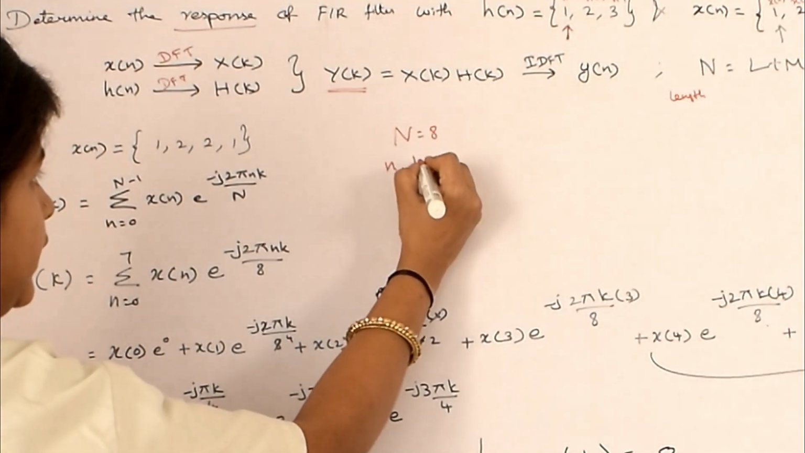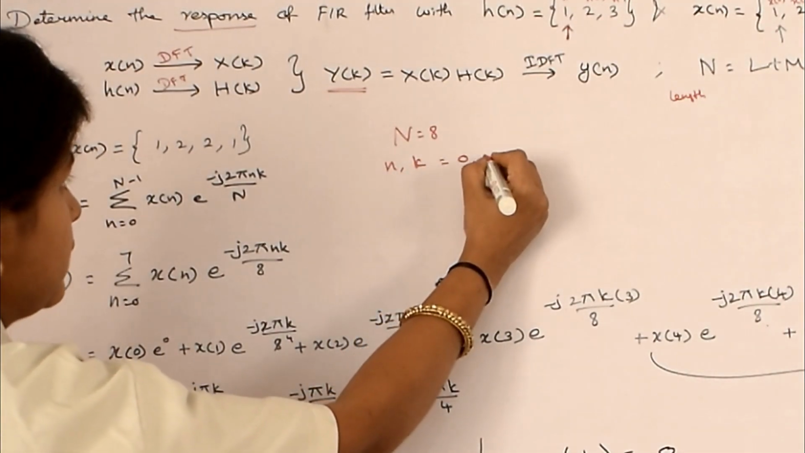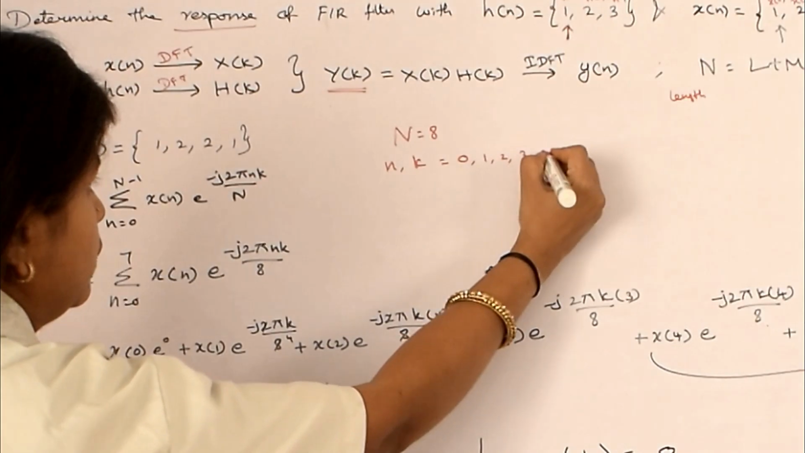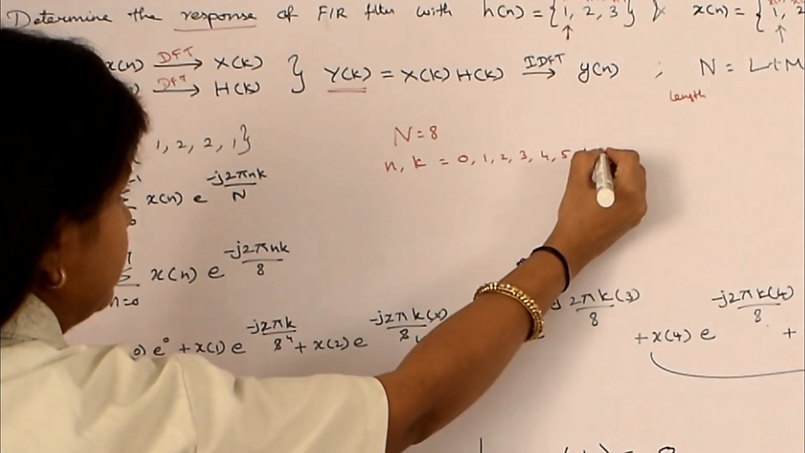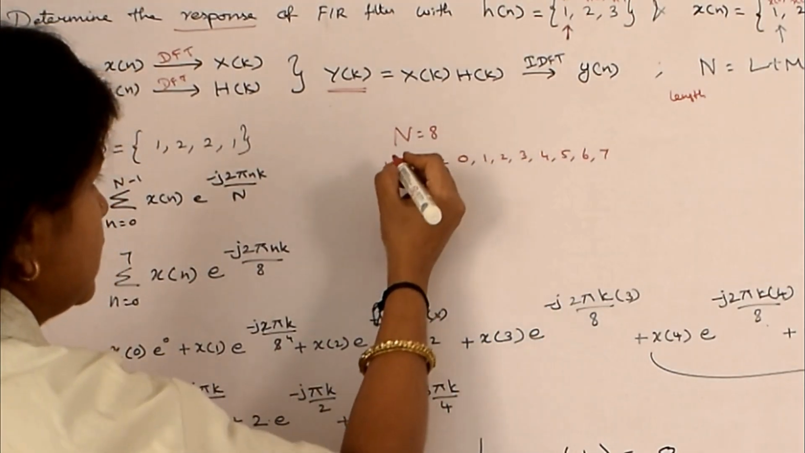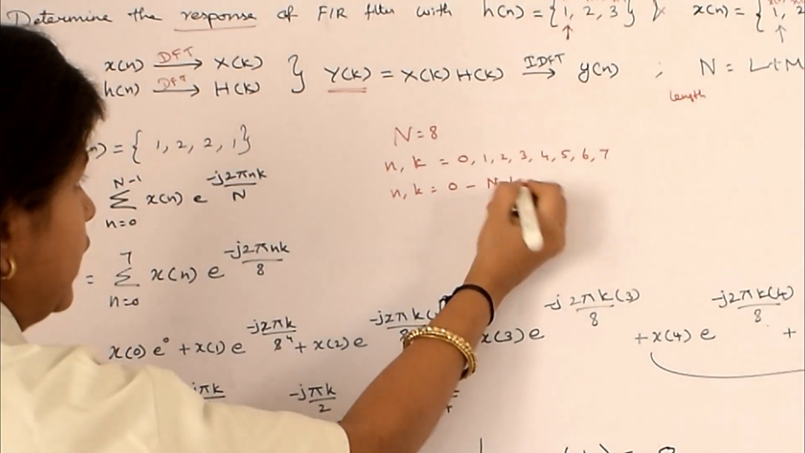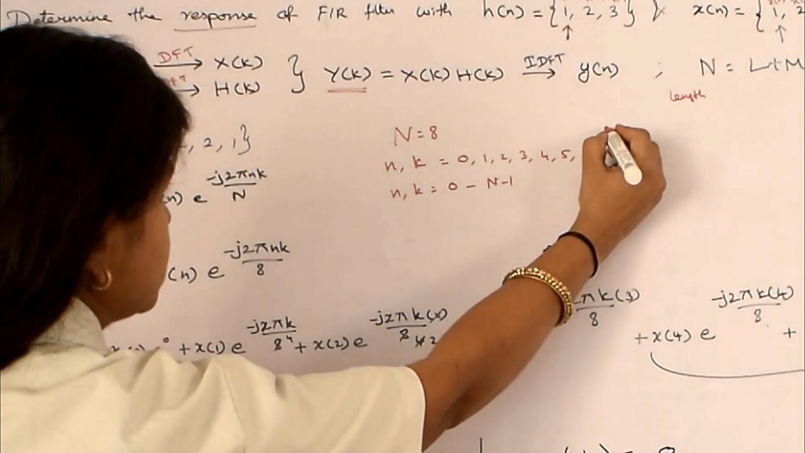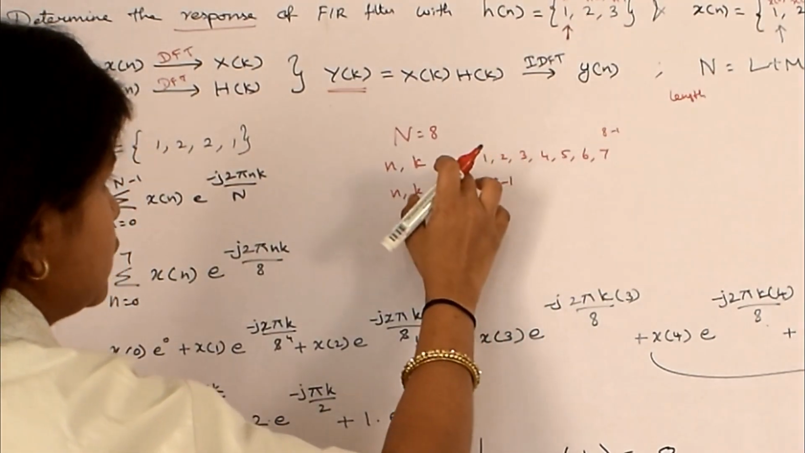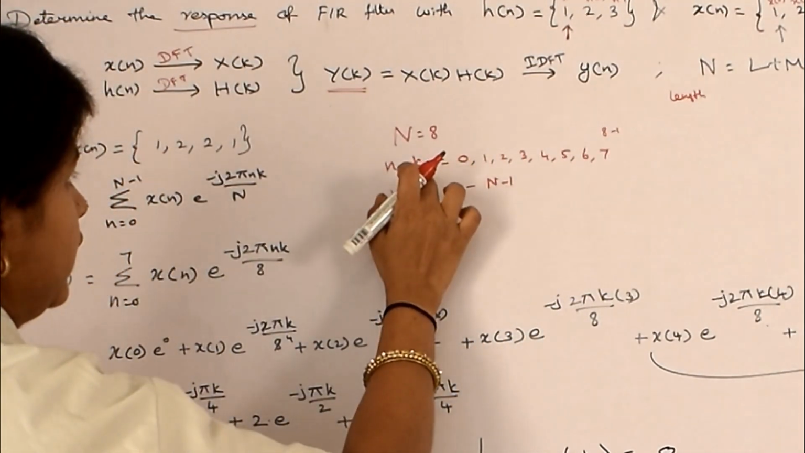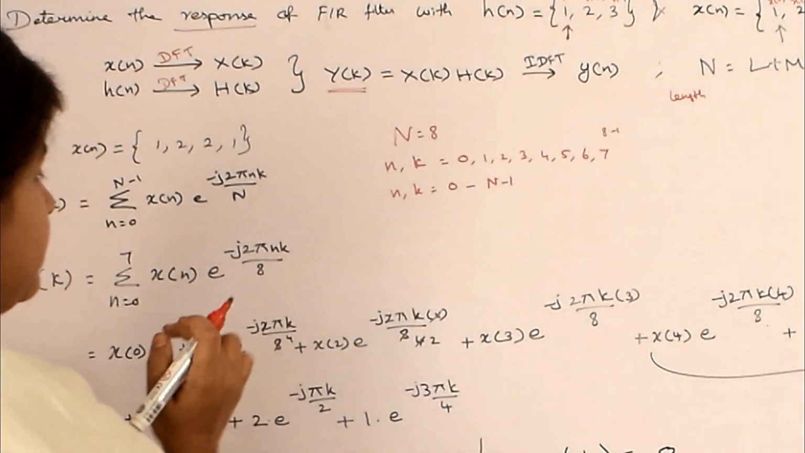And n and k vary from 0 to 7. The limit is from 0 to N minus 1. So here N minus 1 is 8 minus 1, so we are considering the values of n and k from 0 to 7.